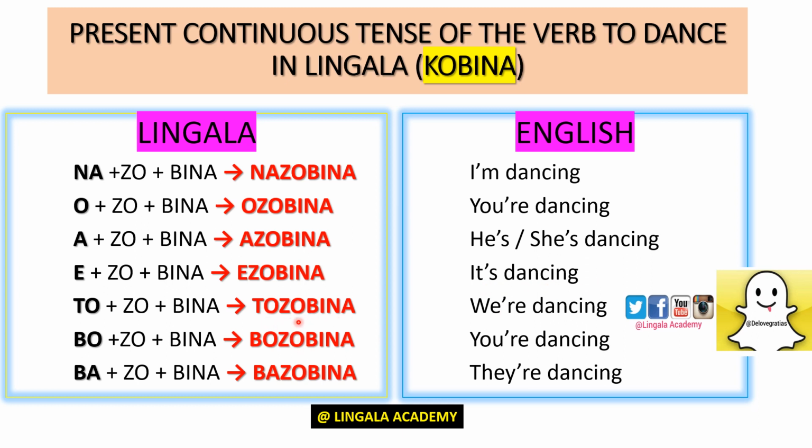Tozobina means we're dancing. Bozobina means you're dancing, second person of plural. Finally, we have bazobina. Bazobina means they're dancing.